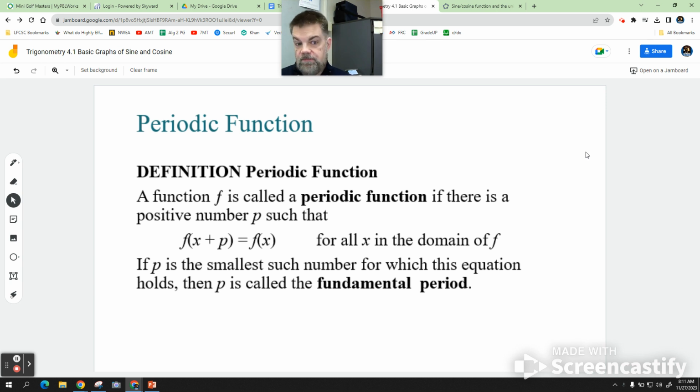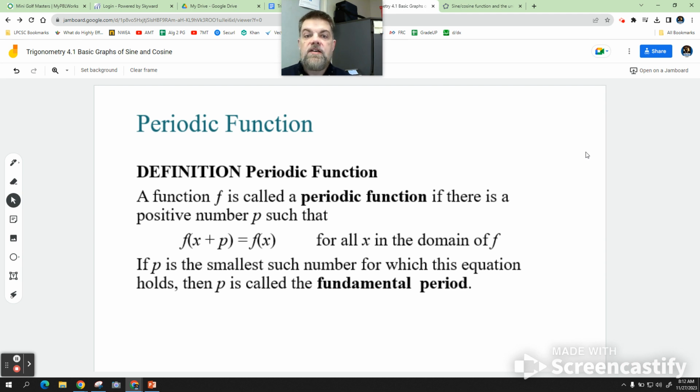the xy plane. So a function f is called a periodic function if there is a positive number p such that f of x plus p is the same as f of x. In other words, the values repeat themselves, and I'll show you that in a second, for all x in the domain of f. So there's a repeating pattern where the y values, which is the same as f of x, just repeat over and over and over. The period in which they repeat we'll call p. That's called the fundamental period.